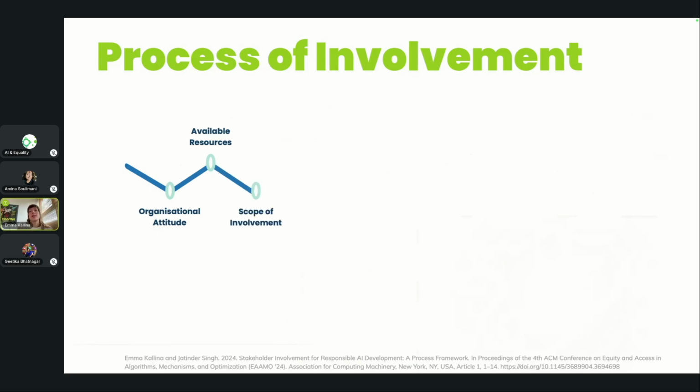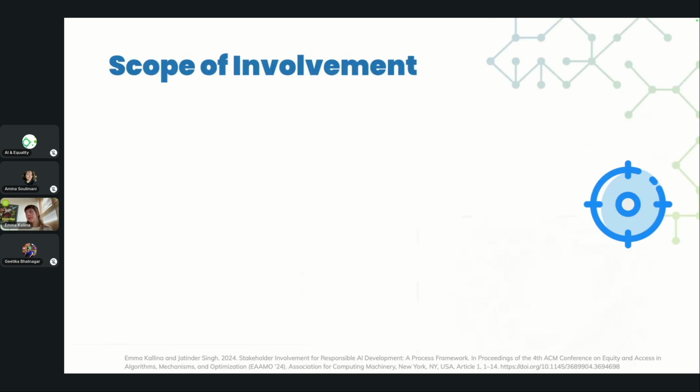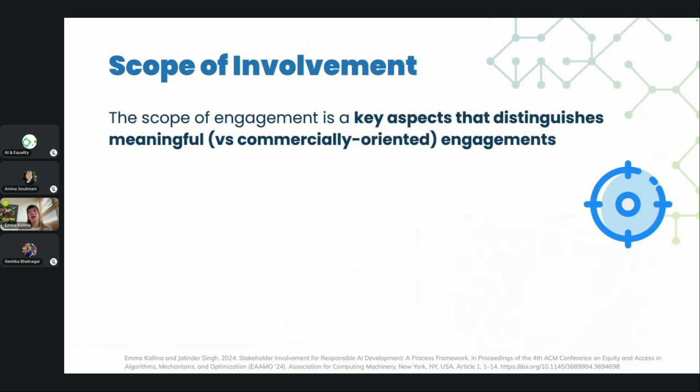And then the third one is you need to decide on the scope of involvement. And I think this is a really, really important one that we will go into in a little bit more detail. Because I'd say that the scope of engagement is a really key aspect that distinguishes meaningful engagement from more commercially oriented engagement. And in the second chapter of this talk, we'll talk a lot more about this.